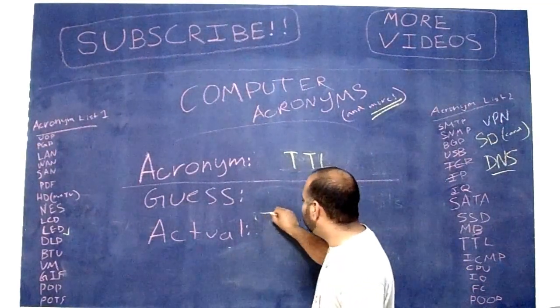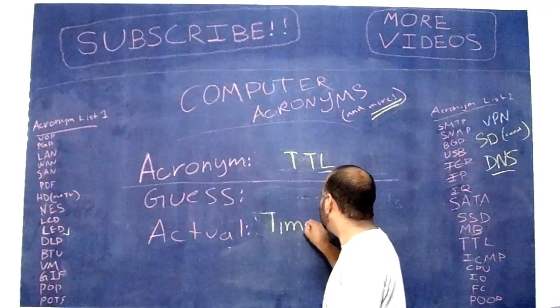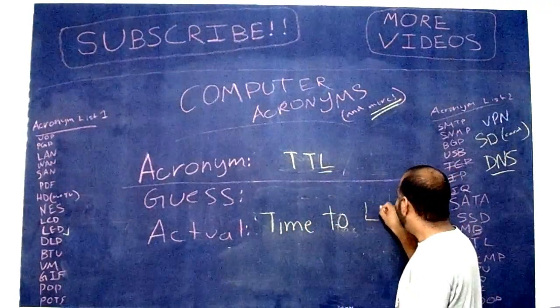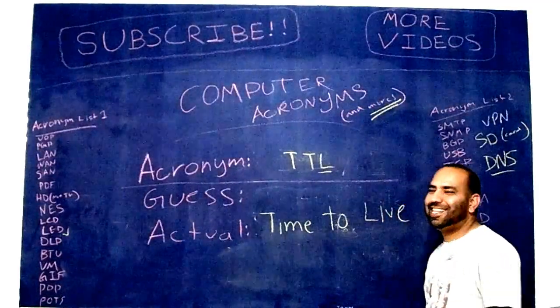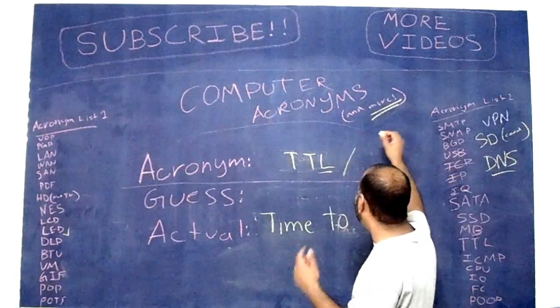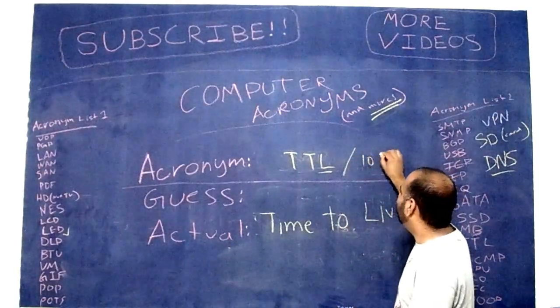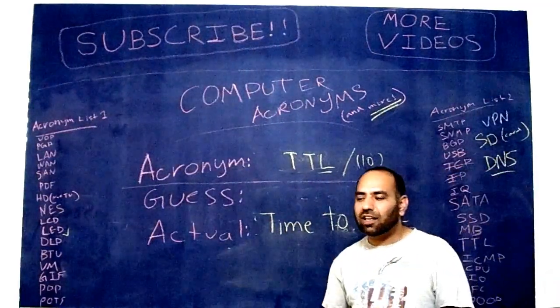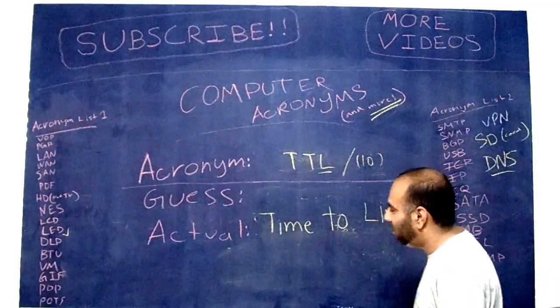It actually stands for time to live. So TTL, a value of, let's say, 10 days would mean that my computer doesn't have to check for 10 days if google.com is still the same IP.